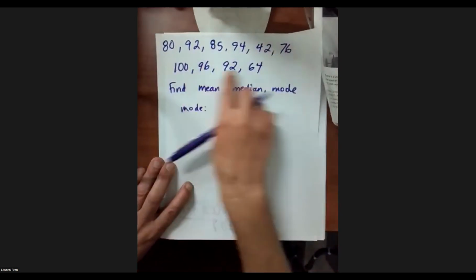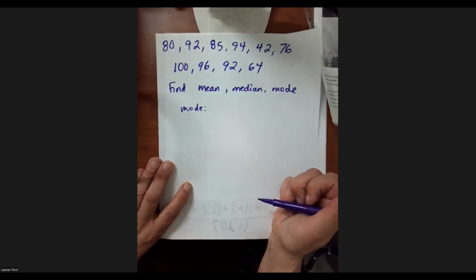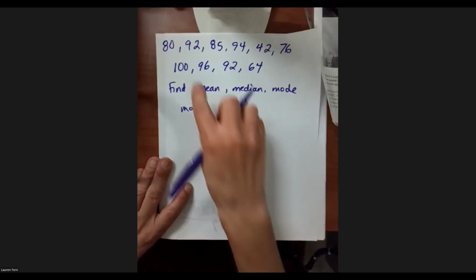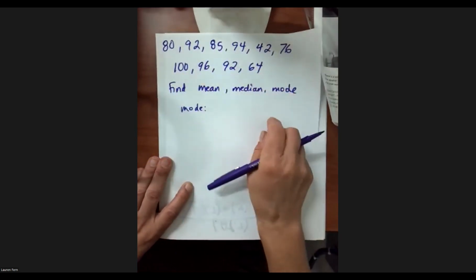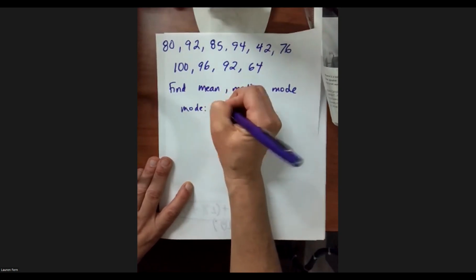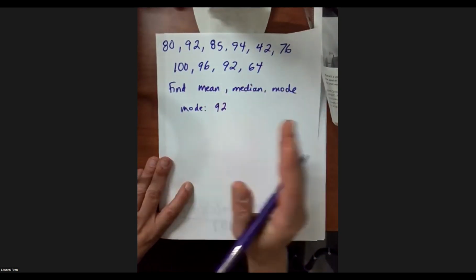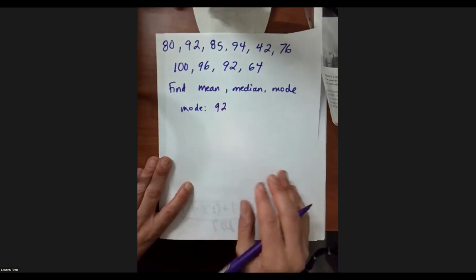Do any of these data points occur more than once? Yeah, talk to me. Which one? 92 does. Does anyone else occur more than one time here? No, so our mode is 92. Literally, it's the one that occurs most frequently.